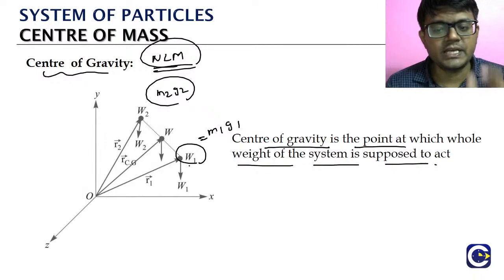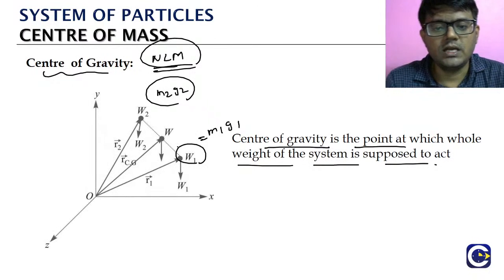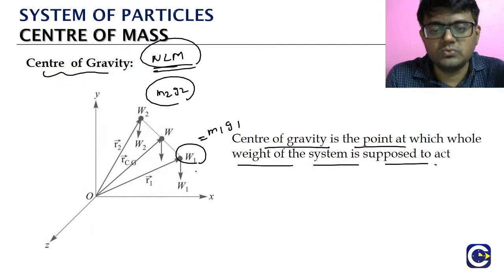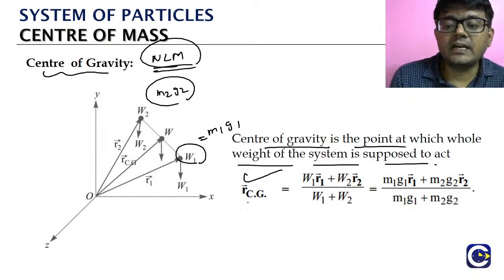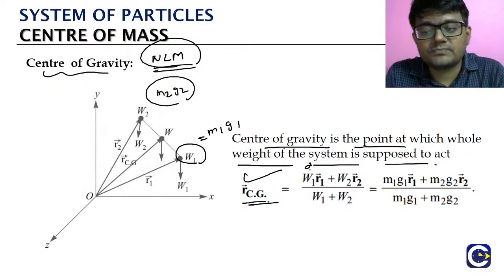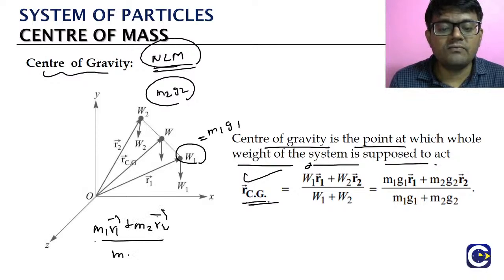Now, at the place where m1 is, let us say the acceleration due to gravity is g1. Similarly, where m2 is, let's say the acceleration due to gravity is g2. Now see, what will be the formula? Center of gravity will be w1 into r1. So in the center of mass case, what was it? m1 into r1 plus m2 into r2 by m1 plus m2.